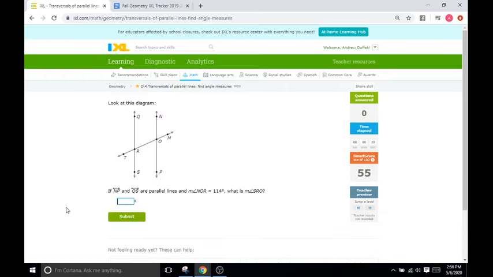I'm going to jump. So for this problem, hopefully it's a little bit more difficult here. We'll see that they want the measure for angle NOR, so right here, to be 114. And what is going to be the measure of angle SRO, so this angle there? We're going to skip this one too because they are going to be the same. So I'm going to skip again.